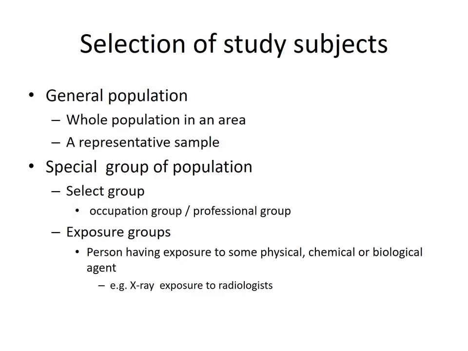The second option is to start with specific groups. For example, we start with selecting groups based on occupational status or professional status. For example, we compare a cohort of students, a cohort of physicians, a cohort of nurses, a cohort of diabetic patients, or we choose the groups based on the exposure. For example, persons having exposure to some physical, chemical, or biological agents. For example, we choose radiologists because they have exposure to X-rays. This is one example.